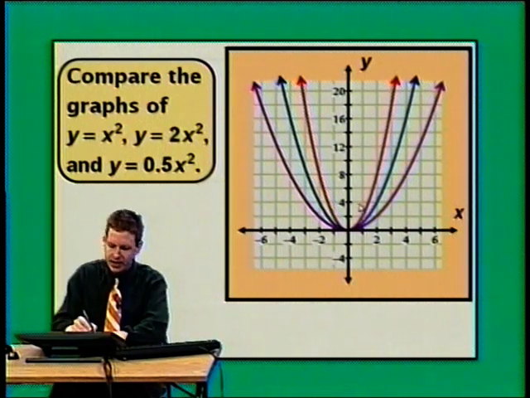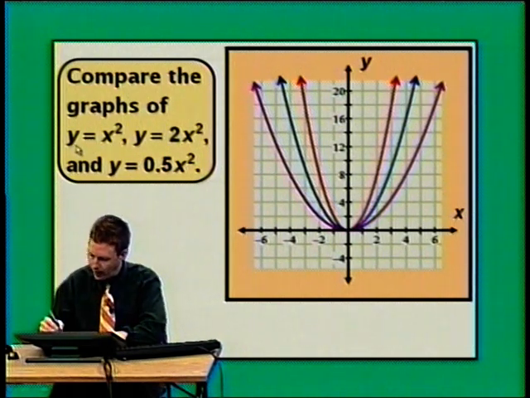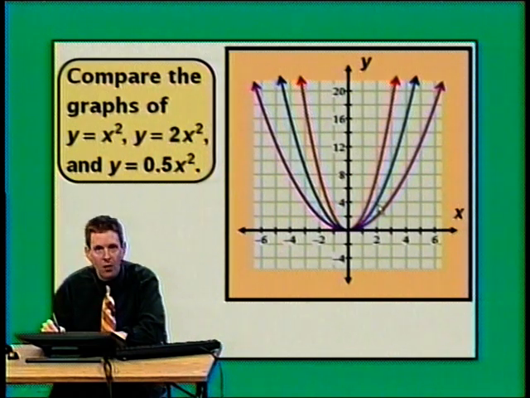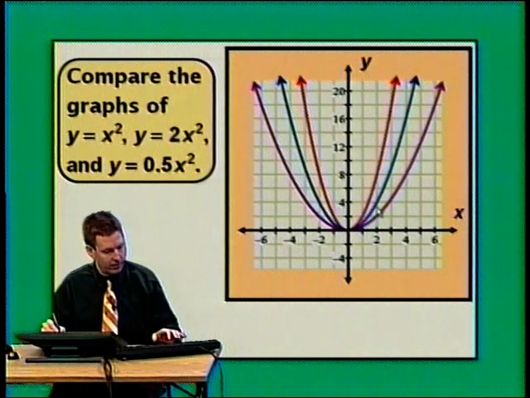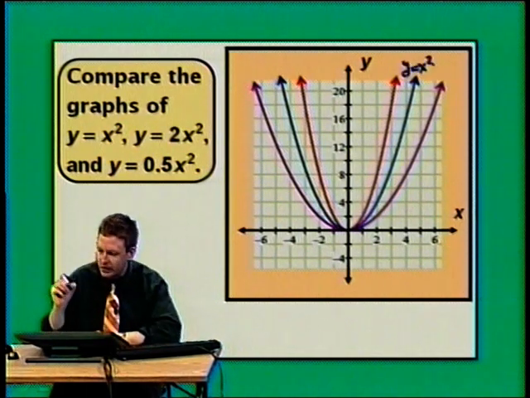Well, with the equation y = x^2, when x is 1, y is 1. When x is 2, y is 4. Do we see one of these parabolas that goes through (1, 1) and (2, 4)? Well, sure, the one in the middle. So the one in the middle must be our y = x^2 parabola.